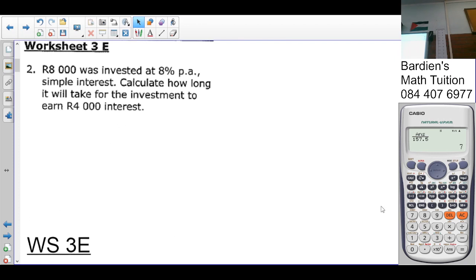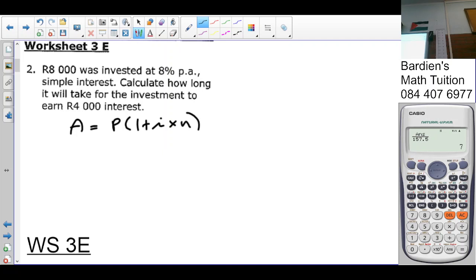Right, so let's look at number 2. We are told that 8,000 rand was invested at 8% per annum simple interest. Calculate how long it will take for the investment to earn 4,000 rand interest. So which formula do I use? A is equal to P into 1 plus I times N. The other formula would have been easier. I'll show you how that would have been easier, but let's look at this quickly using this formula first.